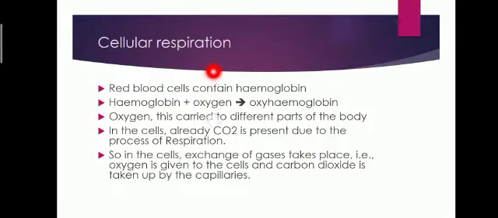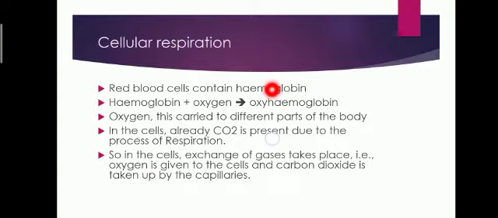Now we'll be talking about cellular respiration. What is the meaning of cellular respiration? As I said, cellular means cell. So the respiration that takes place in the cell is named cellular respiration. In the blood vessels, blood runs and the blood contains RBC, that is red blood cells. Red blood cells contain hemoglobin. Hemoglobin is a red pigment that gives red coloration to the blood. And also hemoglobin has the affinity to combine with oxygen and carbon dioxide. Hemoglobin can combine with oxygen and carbon dioxide.